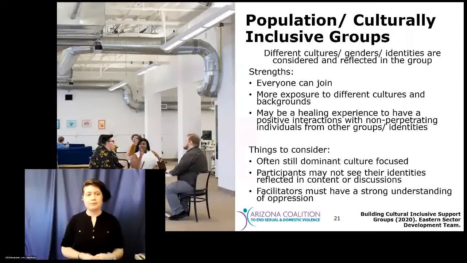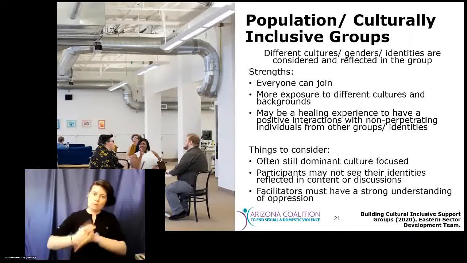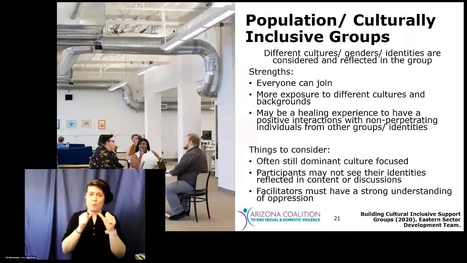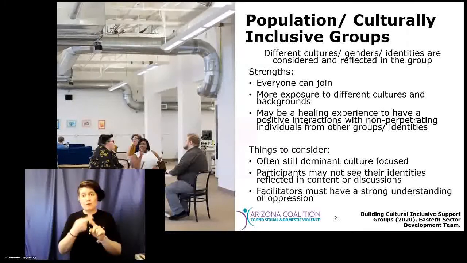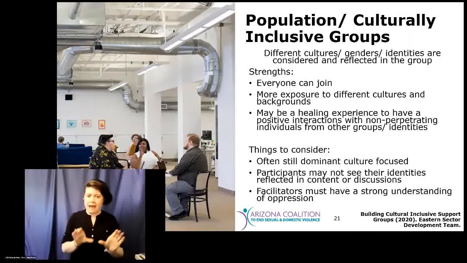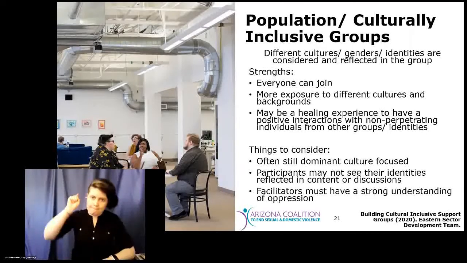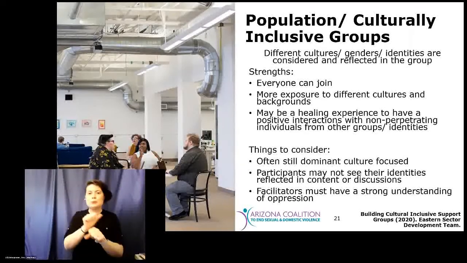But we still have to be diligent of letting our support group get that quote unquote, we serve everyone stamp of approval. Many services, including sexual violence support groups, still end up being white, heterosexual, middle to lower class, cis women centered. If this continues to be the case, participants from non-dominant cultures may not see themselves or their identities reflected in the content, discussion, activities, which means the group isn't really inclusive in practice. Facilitators must have a strong understanding of oppression and may have to do work to address stereotypes and biases within the group.